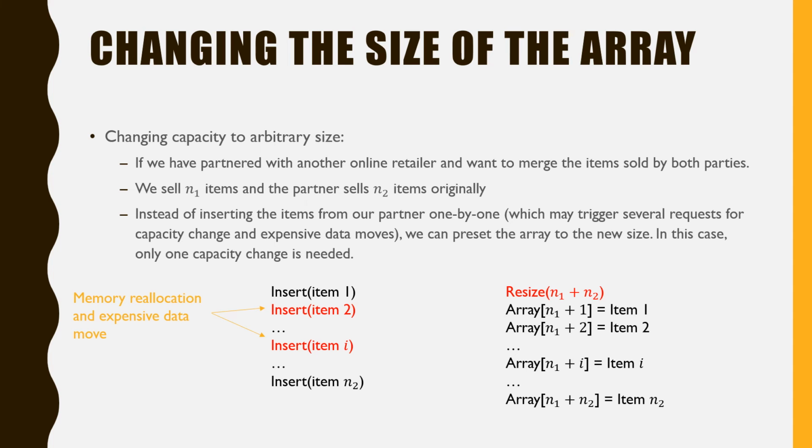Alternatively, we can first change the size of the array from N1 to N1 plus N2, and store each of the N2 items one by one. In this case, we are sure that the memory is sufficient to hold N1 plus N2 items, and there is only one memory allocation and data move for the entire process. Hence, it is desirable that our size change operation can expand the array into any arbitrary size. Taken together, we need a size change operation that can shrink or expand the array to any arbitrary size.